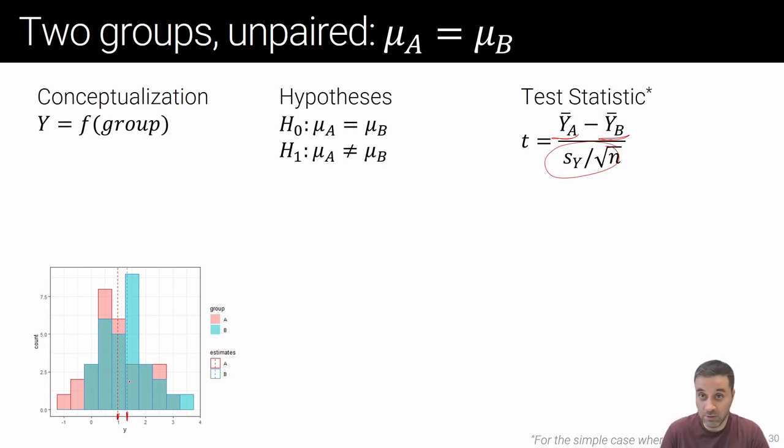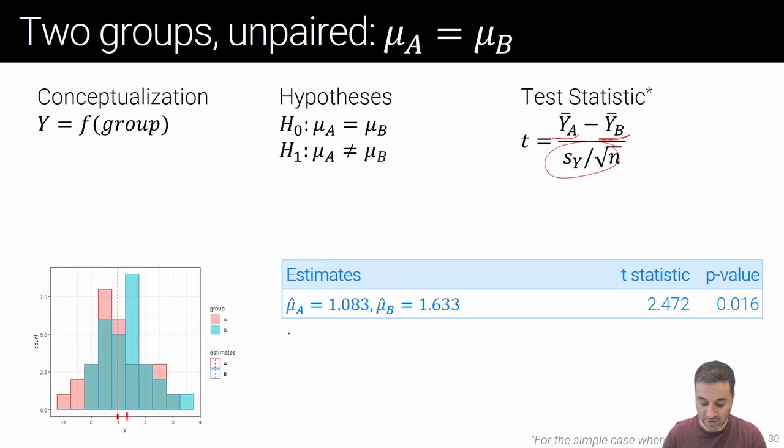If we were going that way, then we would find that the estimated mean for group A is about 1.1, and the estimated mean for group B is about 1.6. If we compute the test statistic, it turns out to be 2.5, and the corresponding p-value is about 1%. So that would be a way to proceed to look into a problem like this.